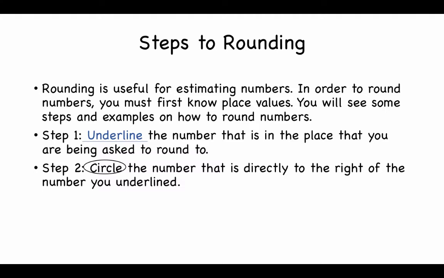So step 1, underline the number that is in the place that you are being asked to round to. For example, if I asked you to round to the thousands place, you would underline the number that's in the thousands place. Step 2, circle the number that is directly to the right of the number that you underlined. So whatever number you underlined, look to your right, and that is the number that you are going to circle. That circled number is going to be kind of the boss, so to speak, and that's going to tell us what we need to do with the underlined number. So go ahead and stop, get those 2 steps written down, and then we'll move on.